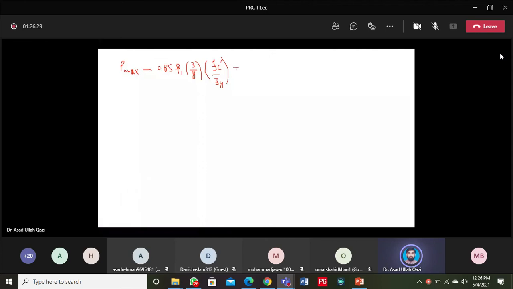What is rho max for the concrete grade 20, steel grade 420, which we are using in our cross section? Beta 1 for concrete grade 20 will be again 0.85. So what will be the rho max? Sir, it is 0.0129.